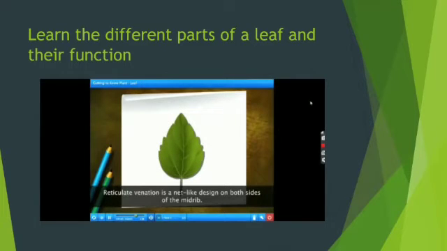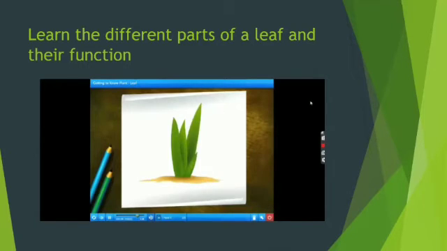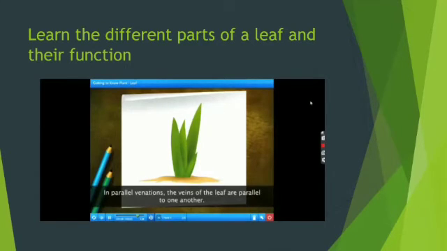If this design is net-like on both sides of the midrib, the venation is reticulate. In the leaves of plants such as grass and iris, the veins are parallel to one another. This is called parallel venation.